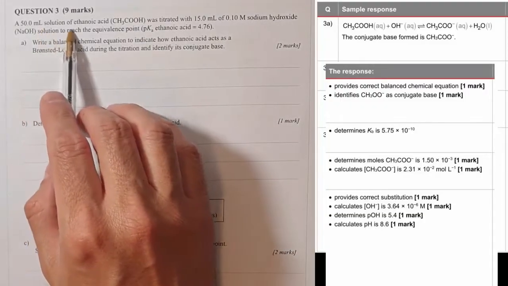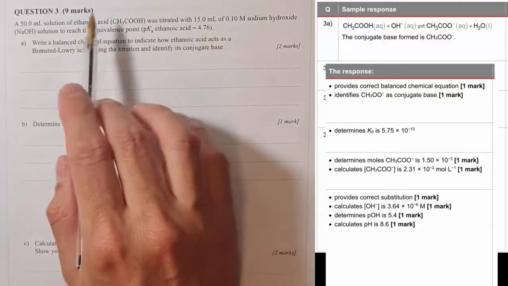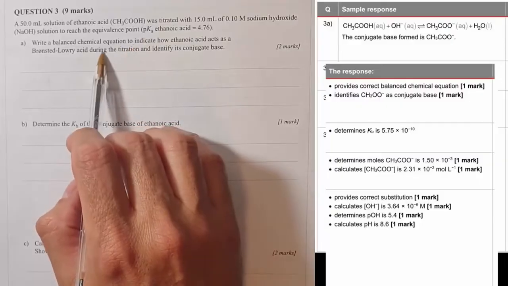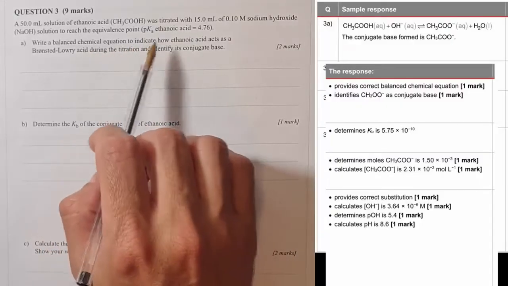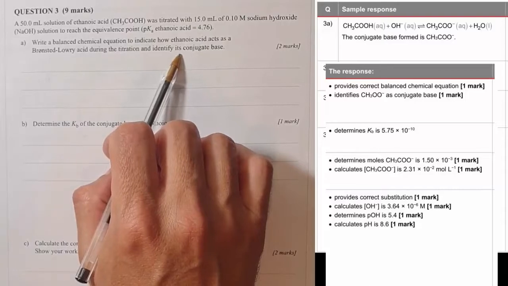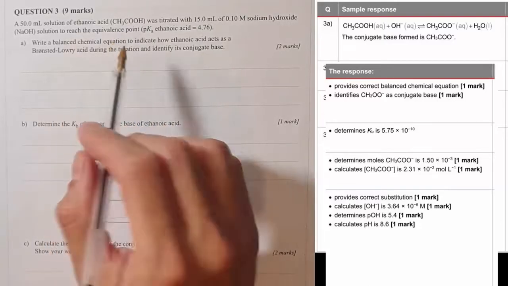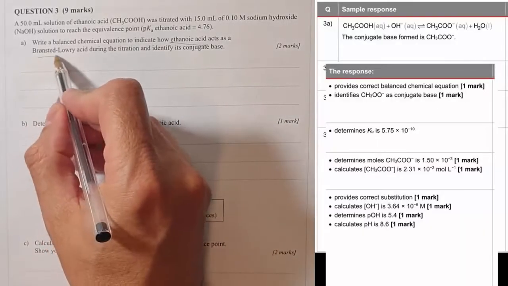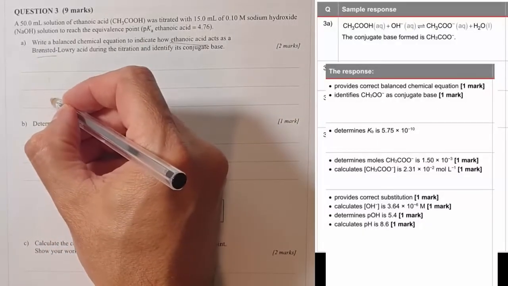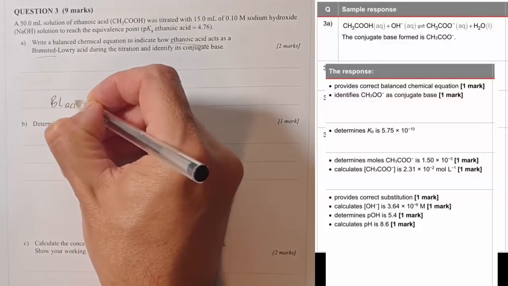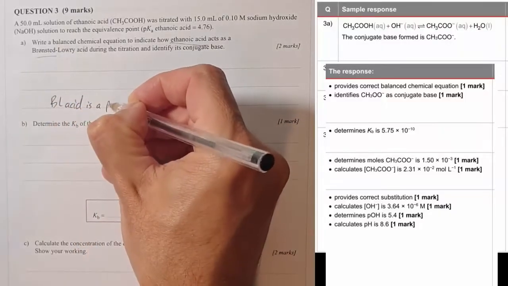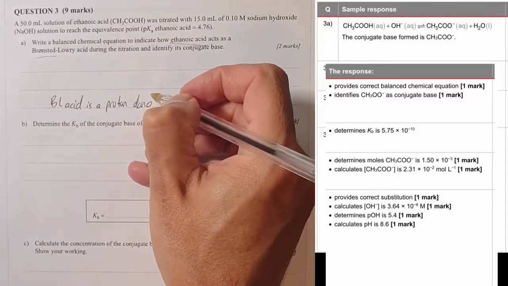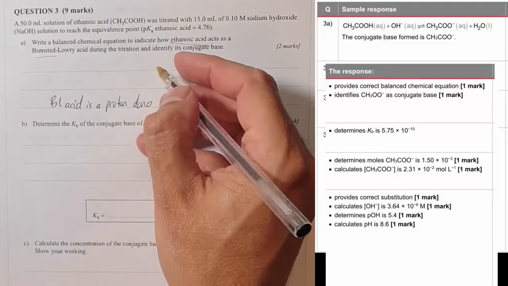So you've got a weak acid and a strong base, and it's being neutralized. So write the chemical equation out and show the 2 bits. So that should be fine. So we have ethanoic acid. So we need to show Bronsted-Lowry has to be a proton. So Bronsted-Lowry acid is a proton donor. So we have to show protons coming off.